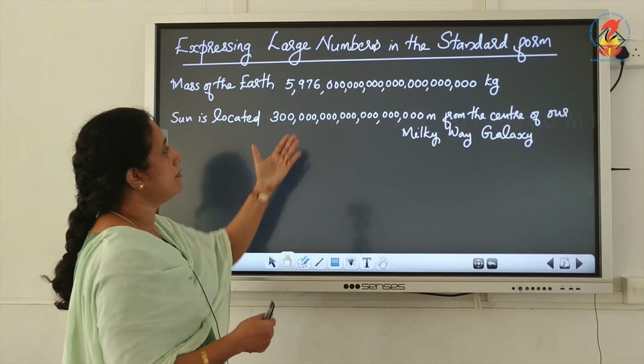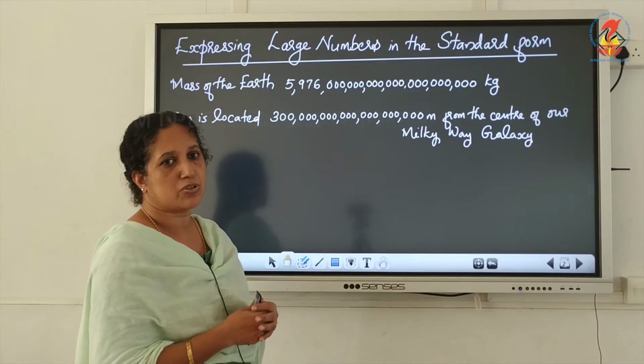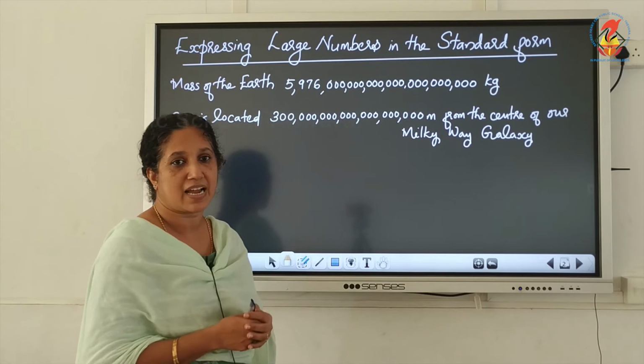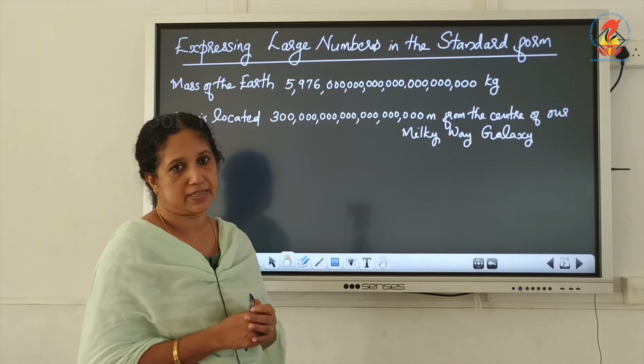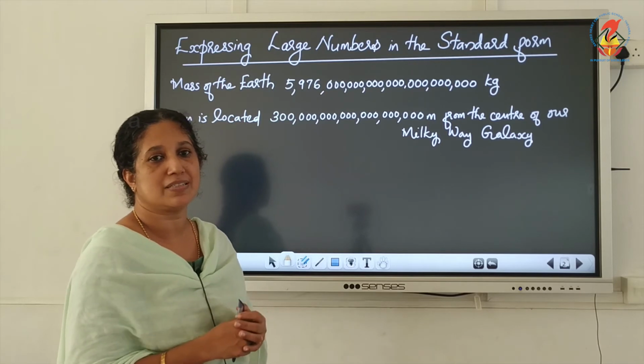Here it is given the mass of the earth, a very large number, and the distance of the sun from the center of our Milky Way galaxy. It is very difficult to read these numbers. If you express these numbers in the standard form, it is easy to read. Next we are going to learn how we can write these numbers in the standard form.